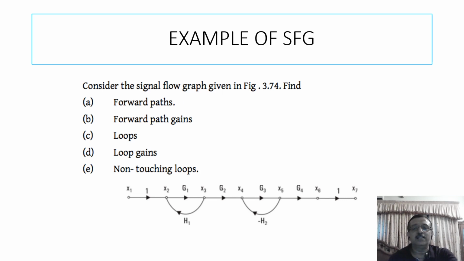So consider the signal flow graph given here. So this is a graph. You saw the graph. You have to identify the forward paths, forward path gains, loops, loop gains, and non-touching loops. Is the question clear? So just pause for a while and think about it.